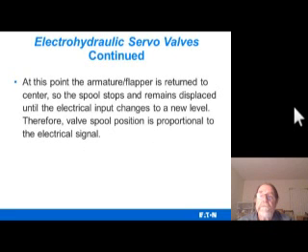Now, electrohydraulic servo valves. At this point, the armature flapper is returning to the center, so the spool stops and remains displaced until the electrical input changes to a new level. Therefore, valve spool position is proportional to the electrical signal. That's where you can have a PLC that's actually outputting different voltage levels based on what it's getting for a feedback to allow positioning that device that's being controlled by this valve in a precise manner.